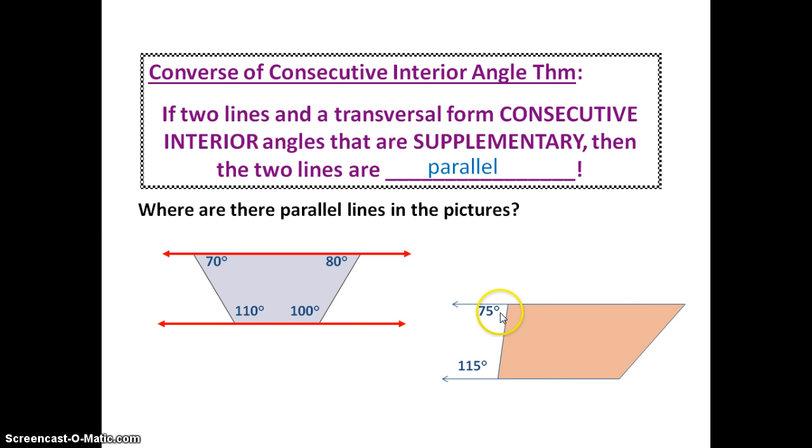Next picture, I have 75 and 115. Now at first glance you may think that these are supplementary, but these two angles do not add up to 180. They add up to 190. So in this picture, I don't have any parallel lines.